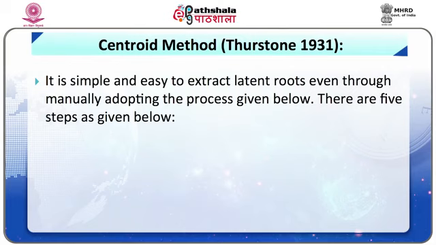Another method is the Centroid method. This was proposed by Thurstone in 1931. It is simple and easy to extract latent roots, even manually, by adopting the process given below. These are 5 steps as given below. In order to understand the procedure, an example is given in the last section of this module.